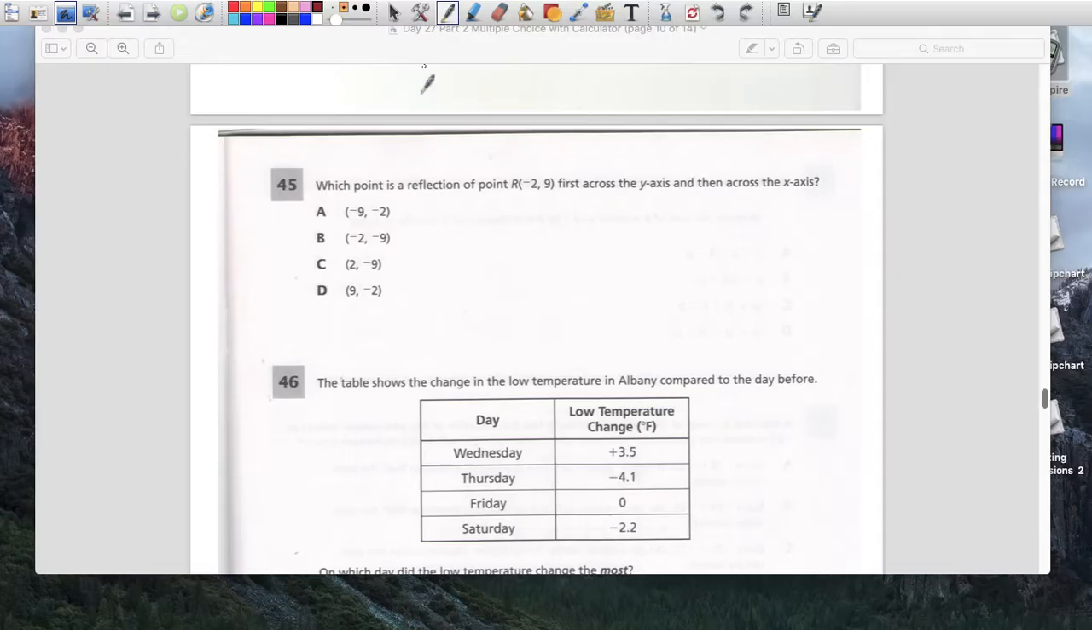45, which point is a reflection of point R. All right, so nothing here. All we gotta do is draw. Quadrant 1, quadrant 2, quadrant 3, quadrant 4. R is -2 and 9. We'll just estimate. So assume point R is here, -2 and 9 up. So we'll call that R.